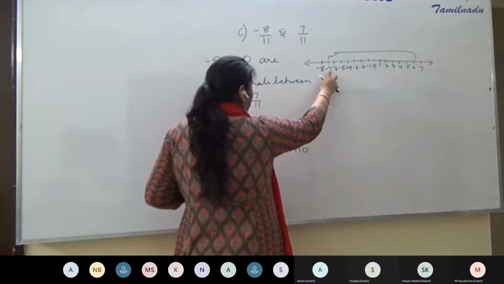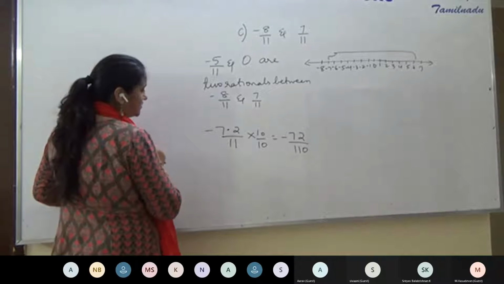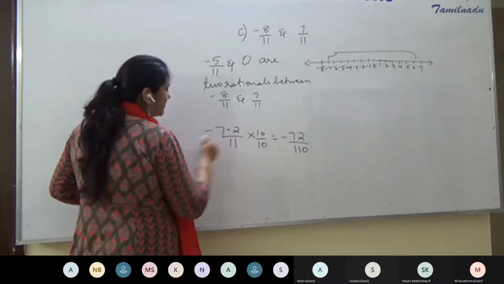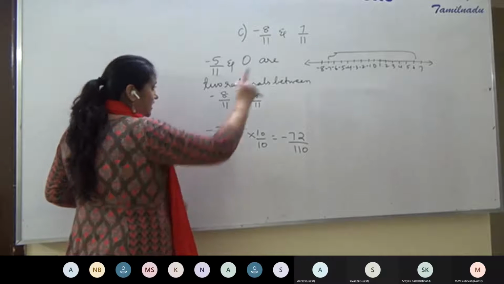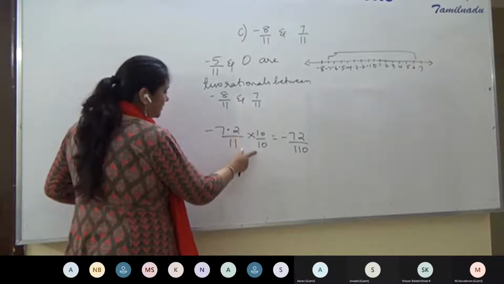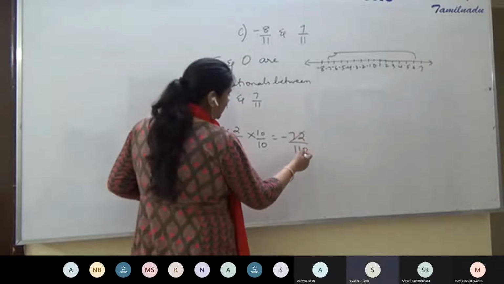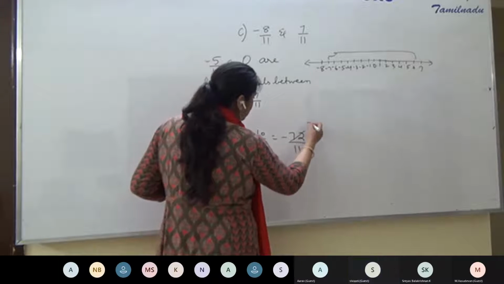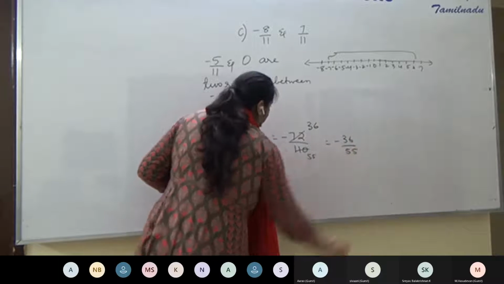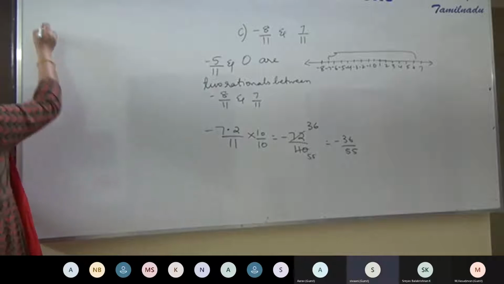You can write minus 7.2 by 11. Now in order to shift the decimal point, you can multiply and divide by 10. You're just writing an equivalent fraction, and we get minus 72 by 110. Simplify. Tables of 4, not possible; 2, 36, and 55. So minus 36 by 55. Is that fine, Shivani? Yes, ma'am.